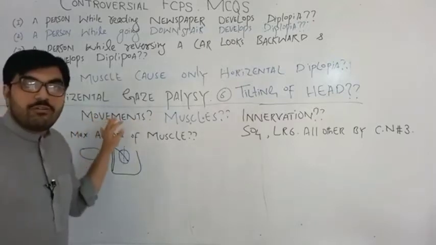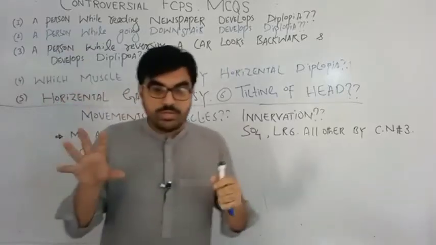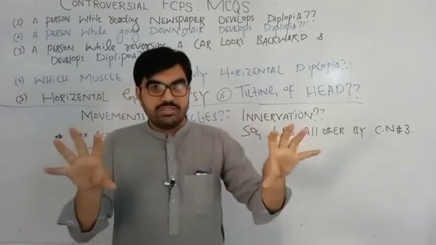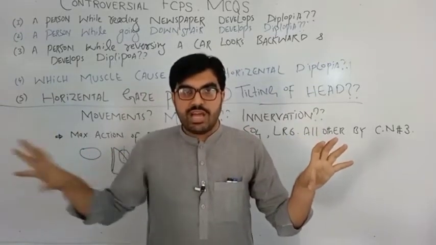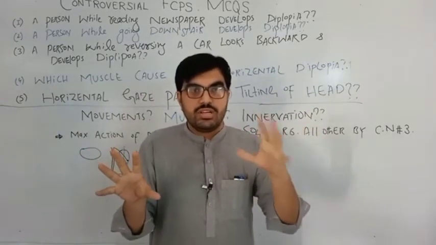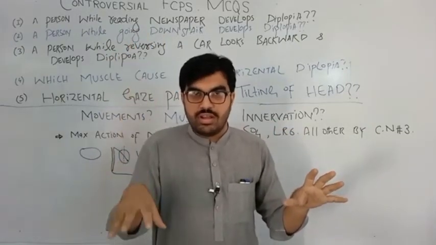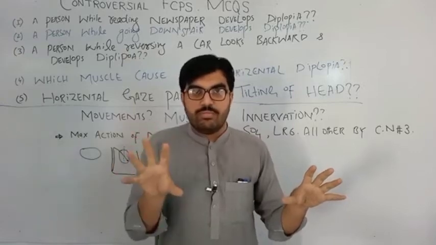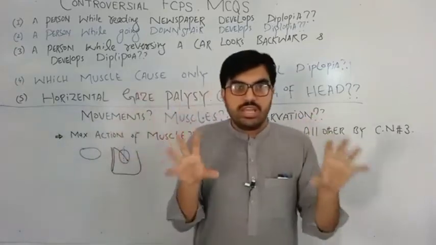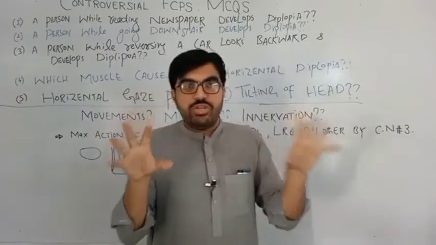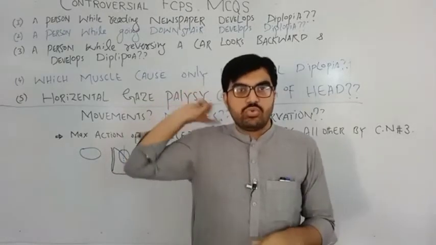So what types of movements are possible in the eye? Suppose I am having two eyes: adduction, abduction. I will not go into the detail, I am just revising all the things. Elevation, depression, intorsion, extorsion. So these are the basic movements which occur in the eyeball. So if we know which muscles and which nerves are doing these, we will be able to solve these MCQs.